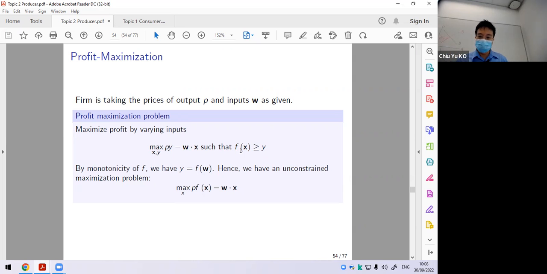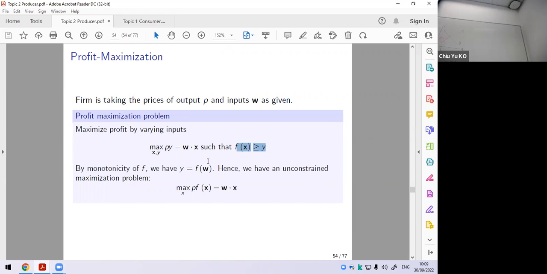So the first thing to look at in this problem is that although it looks like a consumer problem, maximize something subject to a certain constraint, it turns out that this constraint is a trivial one because of the fact that F is monotone. This means the inputs are costly, so this must hold at equality. That's why you can replace it to here.